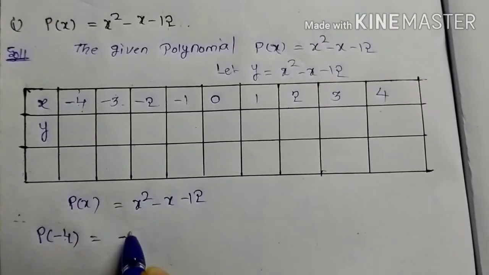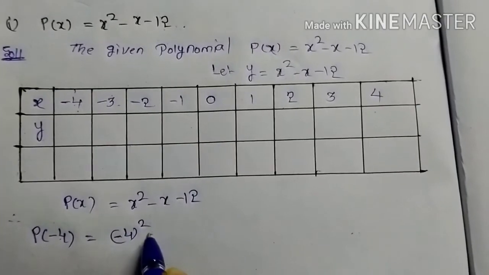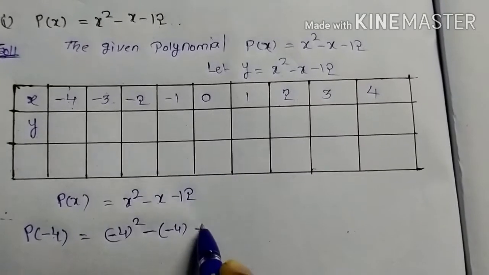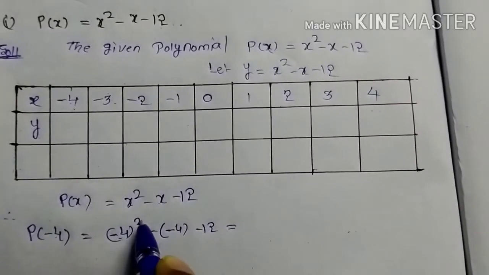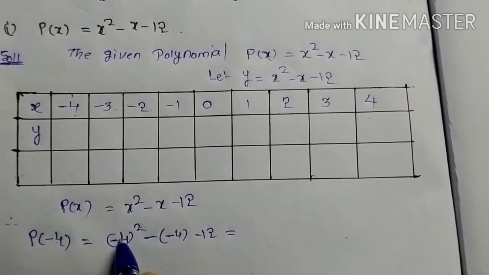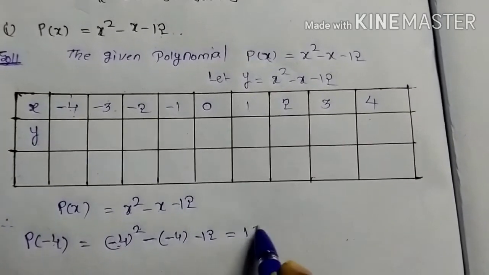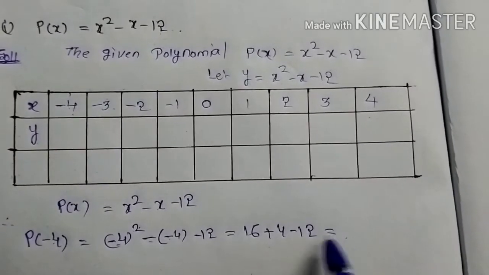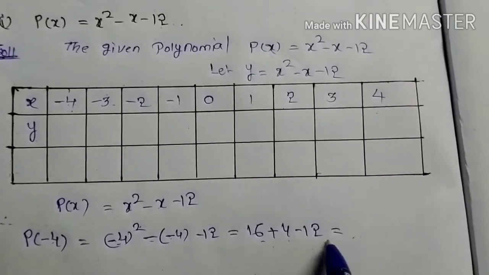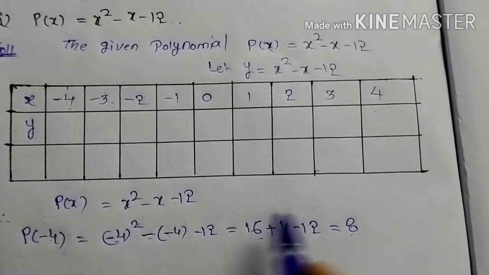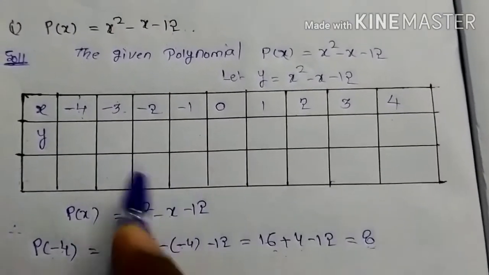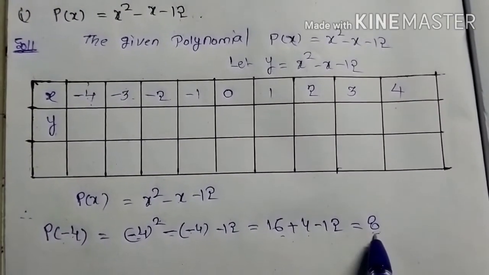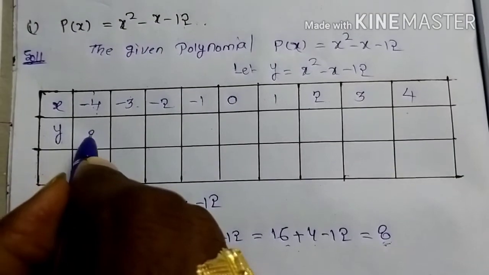P of minus 4 is equal to minus 4 whole square minus of minus 4 minus 12. Minus 4 whole square is how much? Minus into minus is plus, 4 square is 16. 16, minus into minus plus 4, minus 12. That means 16 plus 4 is 20. 20 minus 12 is 8 only. That means the y value is 8. If the value of x is minus 4, the value of y will be 8. You can write here 8.